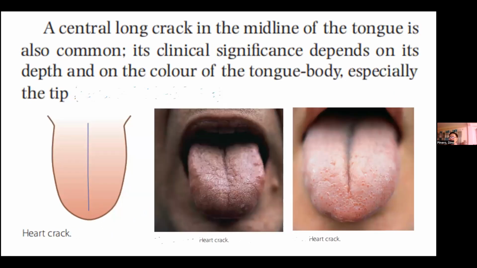Next, a central long crack in the midline of the tongue is also common. Its clinical significance depends on its depth and on the color of the tongue body, especially the tip. So, kailangan natin i-observe ang length ng crack and yung coloration. So, tingnan natin yung mga pictures na illustrated here. Okay.